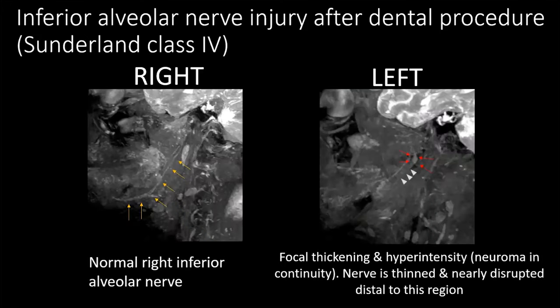So you can see here the normal inferior alveolar nerve, with that normal forked appearance with the lingual nerve above it, and then the normal inferior alveolar nerve. On the pathologic side, you can see that you have thickening of the proximal inferior alveolar nerve with thinning; it's very difficult to see the nerve distal to this region. So this is essentially an end bulb neuroma of the inferior alveolar nerve that was causing her pain.